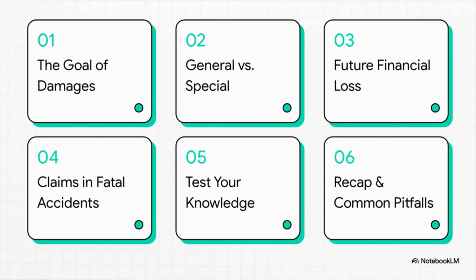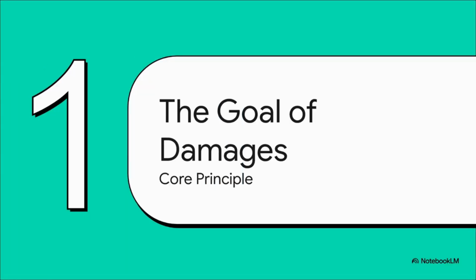So here's our game plan. We'll start with that core principle, then build on it layer by layer, moving into how it all works in practice. This should give you a really solid framework for your studies. All right, let's jump in. Okay, so just to hammer this home one more time, our starting point, our North Star, is that the goal is always compensation. It's not about punishing the defendant. The entire system is built to provide a remedy for the harm someone has suffered.